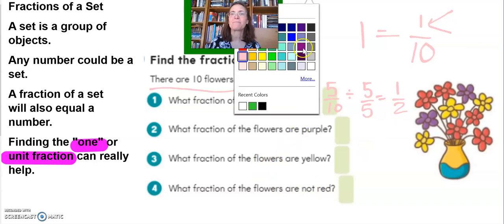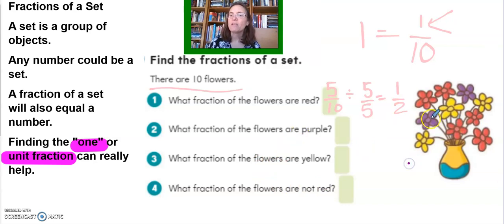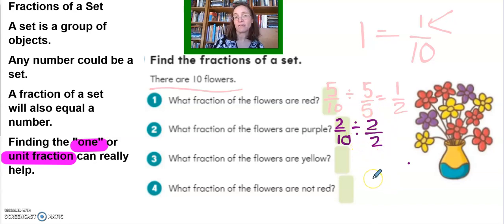What fraction of the flowers are purple? I think I need to get some purple marker here. Okay, so let's see. 1, 2 are purple. That's 2/10. But I'll want to use my equivalent fractions here to simplify this. So I will divide it by a factor that 2 and 10 both share. They happen to share a factor of 2, so I'm going to divide it by 2/2. This is still 1, but it's 1 represented by 2 halves. And 2 divided by 2 equals 1, and 10 divided by 2 equals 5. So 1/5 of the flowers are purple.